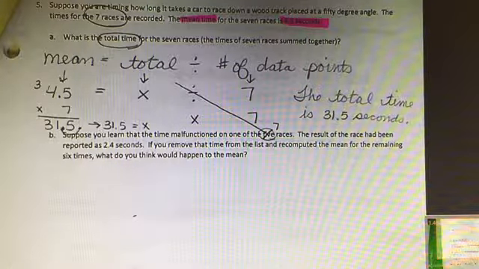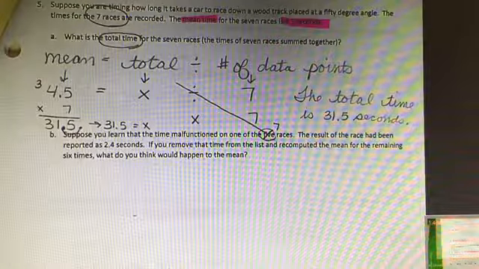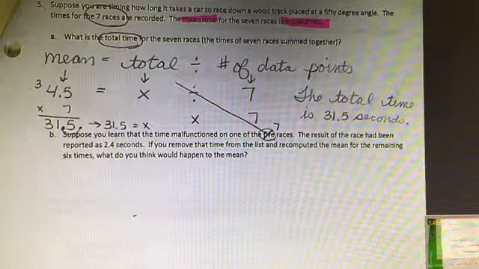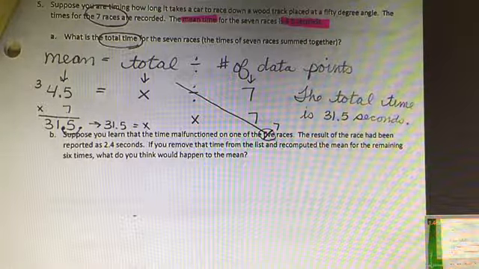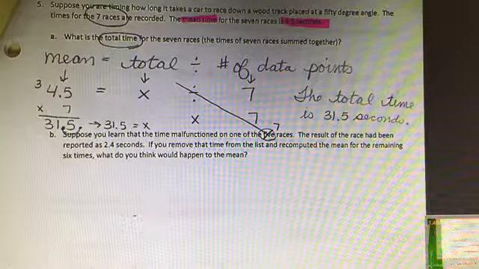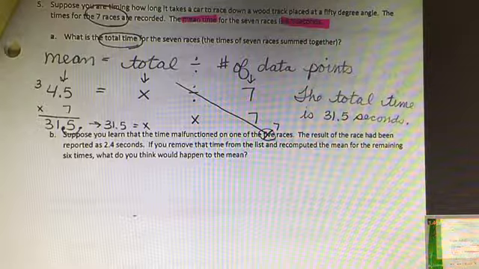Okay, so what they decided is, hey, this time got messed up, this 2 and 4/10 got messed up. What do you think's gonna happen to the mean now? So Kaylee's time got messed up, so she's no longer part of the race. We're only going to calculate for the 6 people in group 2. What's gonna happen to the mean? Is the mean gonna go up? Is it gonna go down? Or is it gonna stay the same if we remove Kaylee's data?